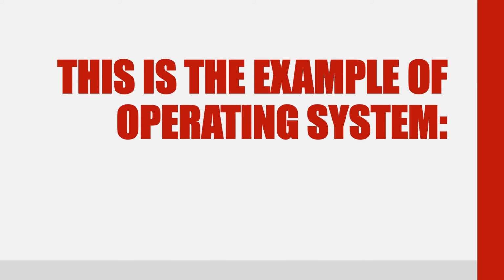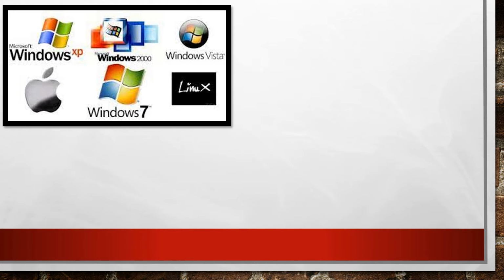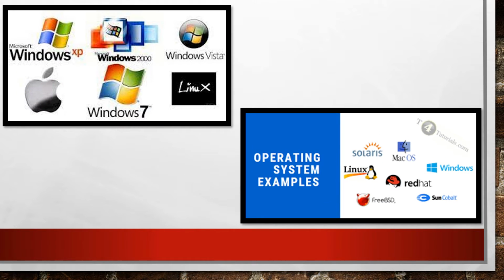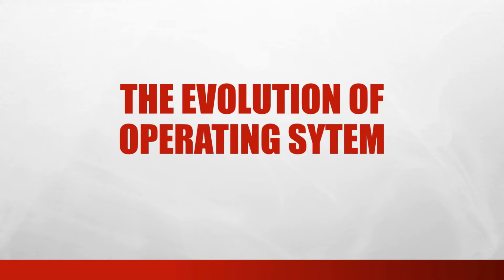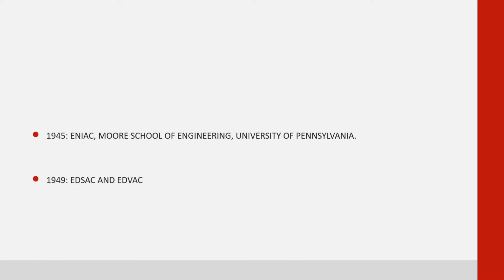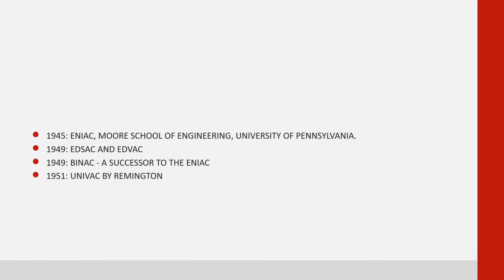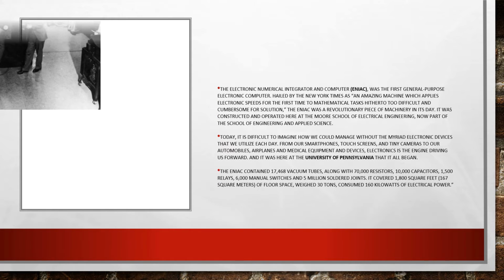So, this is the example of operating system. As you can see in these two pictures, there's tons of examples. As you can see, there's Windows XP, Windows 7, Windows 2000, Windows Vista. So today, the main topic of my presentation is the evolution of operating system, the early evolution. As you can see in this presentation, there's 7 early evolution. So we're gonna go to the first topic, the ENIAC.